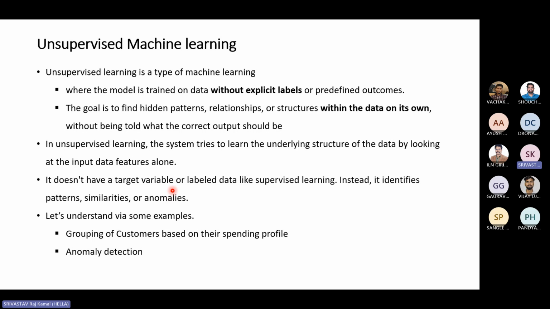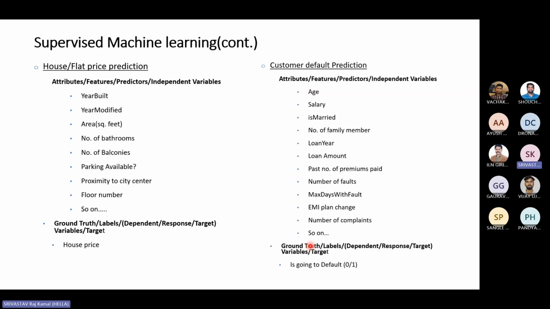I'll give you some examples, but how do the models learn in this scenario? They will look at the data and then try to understand the underlying structure of the data. Just to summarize, unsupervised means you won't be provided with the ground truth. There would be no ground truth. You would just have this data. That is it. The same customer default prediction problem could be solved in an unsupervised way.